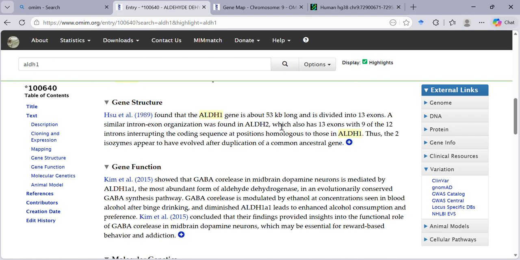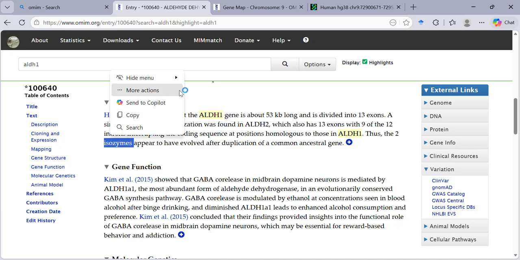Then comes the gene structure. If you want to know what the gene is like, it is 53 kb long and has 13 exons. A similar intron-exon organization was found in ALDH2. They are mentioning the ALDH gene family. You can mention this gene has two gene families, H1 and H2, which are quite similar in their gene organization. We can call them isozymes, because this particular gene is about an enzyme, so they mentioned isozymes, meaning the genes have the same forms.